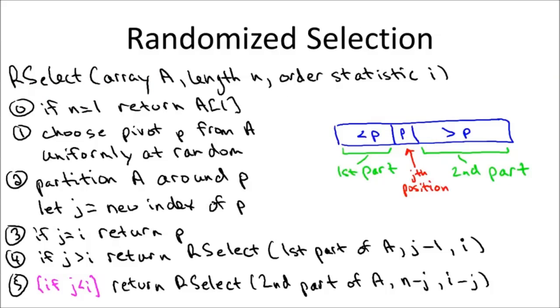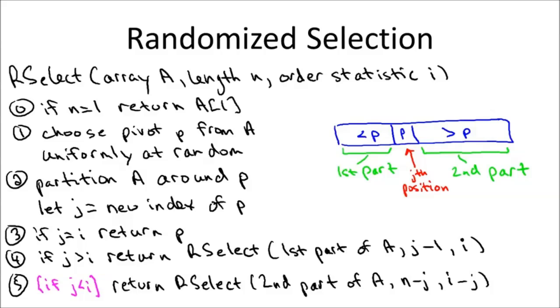Before we plunge into the analysis, let me just make sure you remember what the algorithm is. So it's like quicksort. We partition around a pivot, except we only recurse once, not twice. So we're given an array with some length n. We're looking for the ith order statistic, the ith smallest element. The base case is obvious. If you're not in the base case, you choose a pivot p uniformly at random from the input array, just like we did in quicksort. We partition around the pivot, just like we did in quicksort.